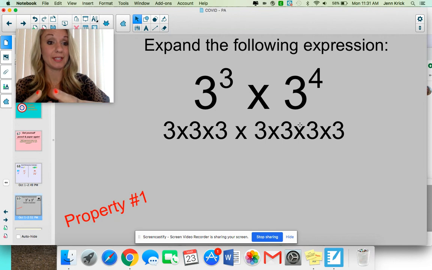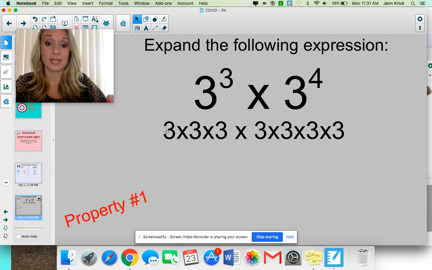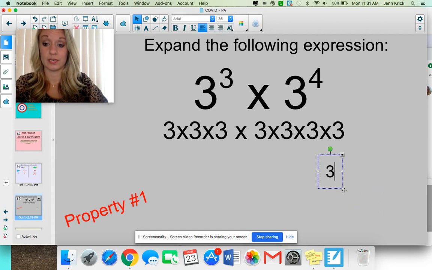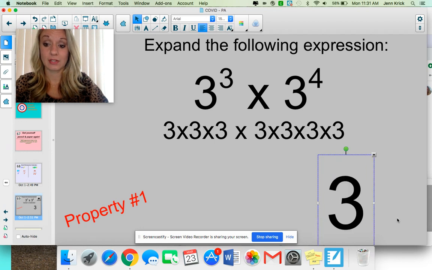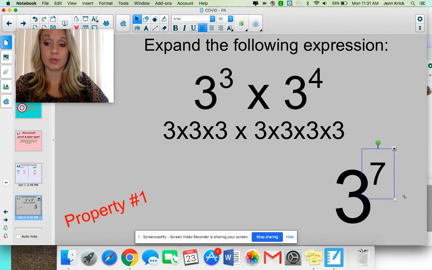We can consolidate that expression by making a generalization here. Notice that it's the same number being multiplied several times. That means that our base will stay as a 3 here. And then you need to ask yourself, well, how many times did we multiply it? And if I counted these up, I would say, all right, we multiplied it 7 times. So you can now generalize.